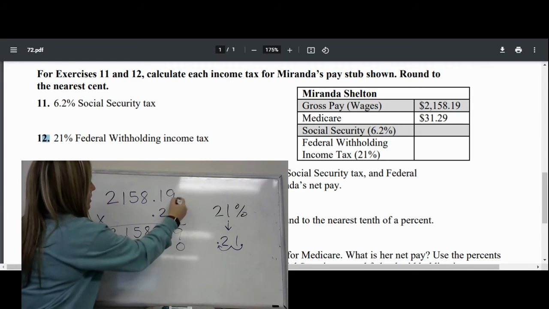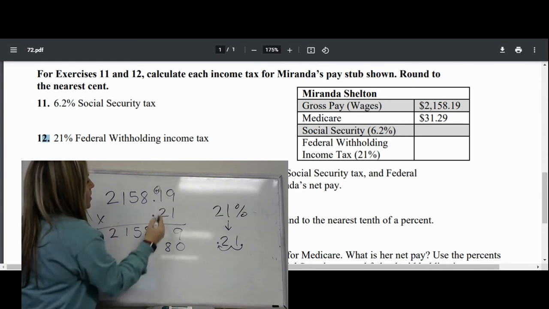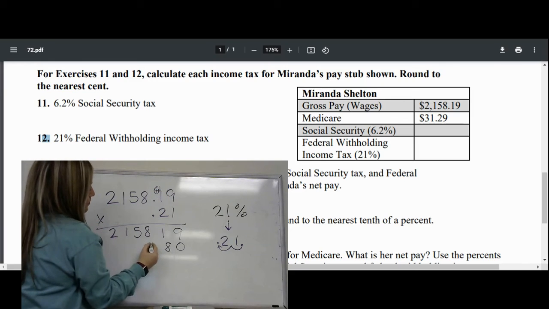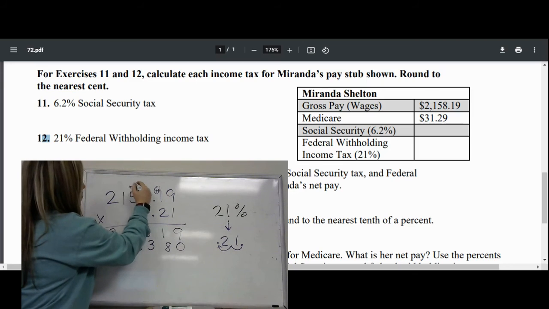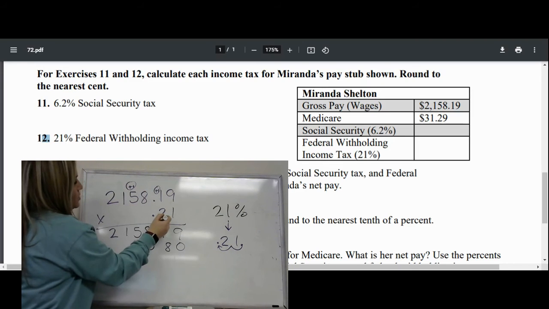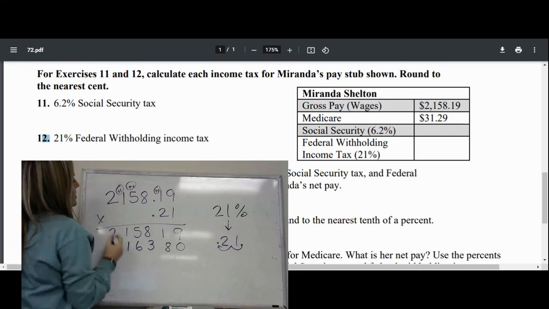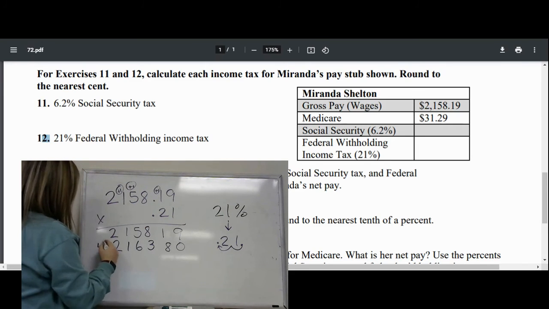Okay, so 2 times 9, that is 18. The 8 can stay, but the 1 has to go. 1 times 2 is 2, plus 1 is 3. Okay, 2 times 8 is 16. The 6 can stay, but this 1 has to go. 5 times 2 is 10, plus 1 is 11. The 1 can stay, but the 1 has to go. 1 times 2 is 2, and then 2 times 2 is 4.